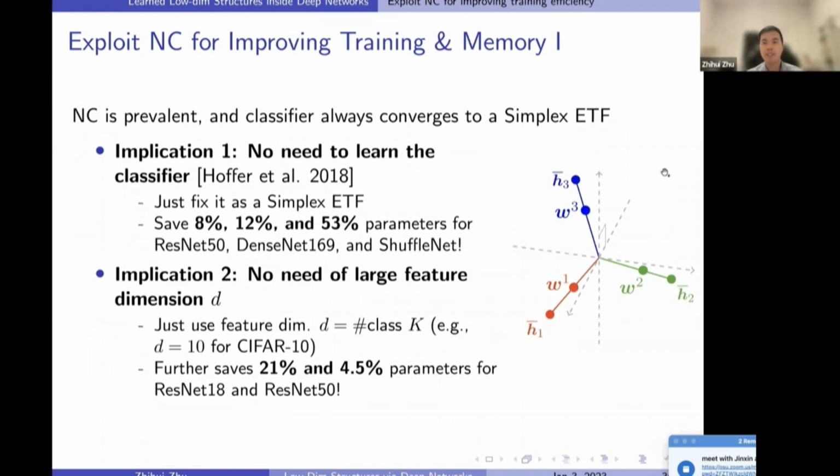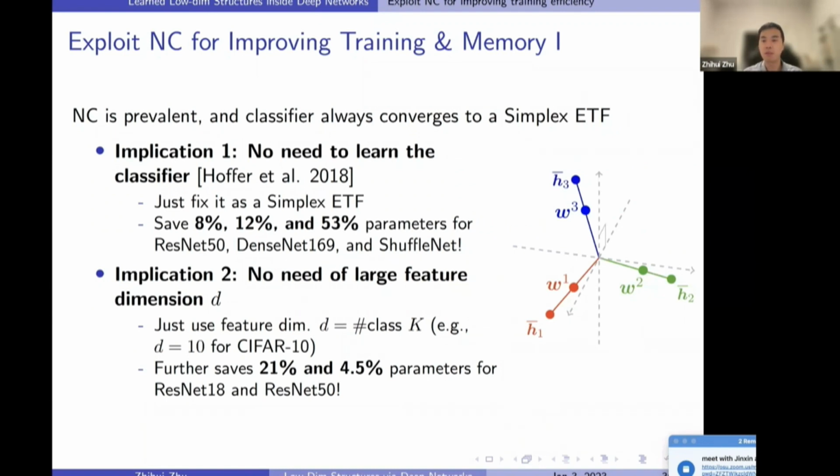Okay, so we have seen that we always observe neural collapse across different training algorithms and different data sets. Then you may wonder why we need to learn a linear classifier, because it will always converge to a simplex ETF. Well, actually, we don't need to learn the linear classifiers. We can just fix it as a simplex ETF. It could save us a lot of parameters, ranging from 8% to more than 15% for different architectures.